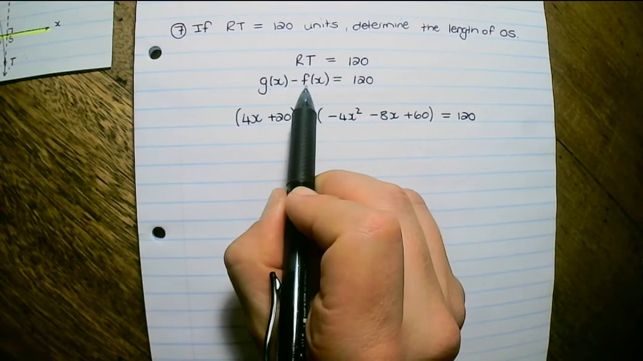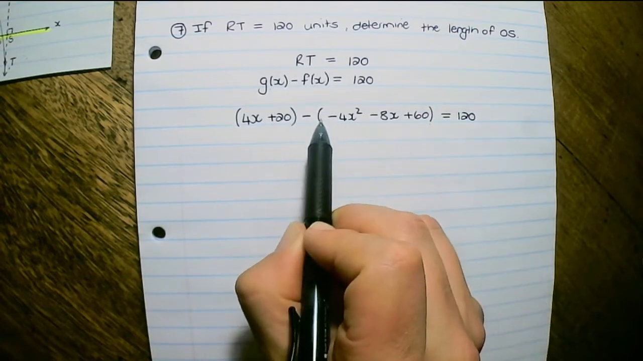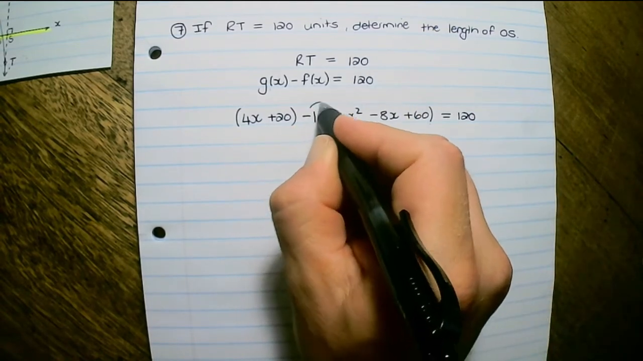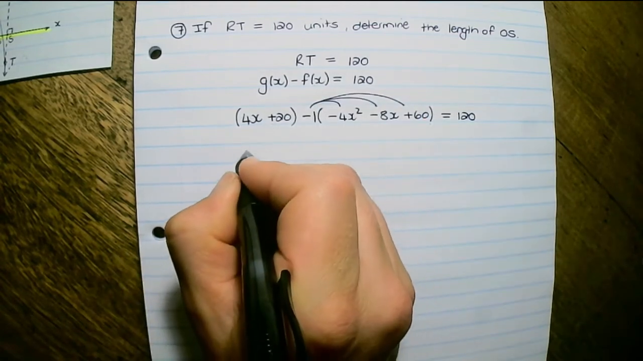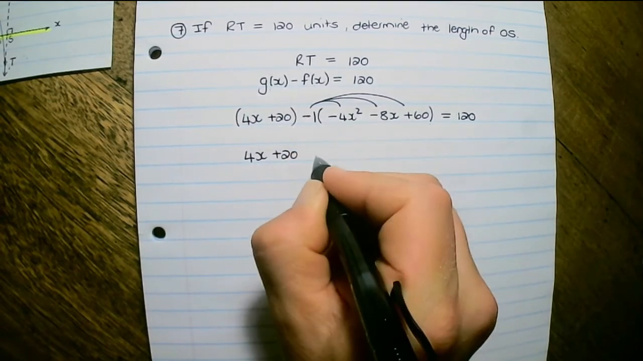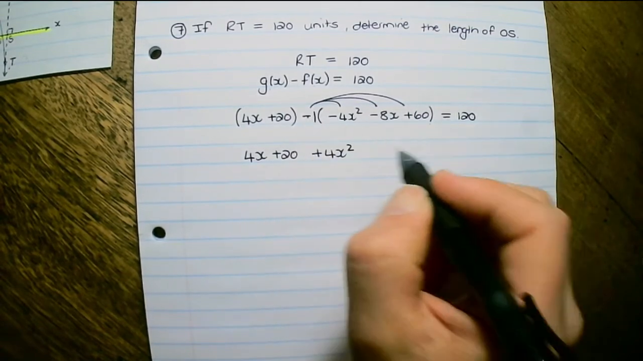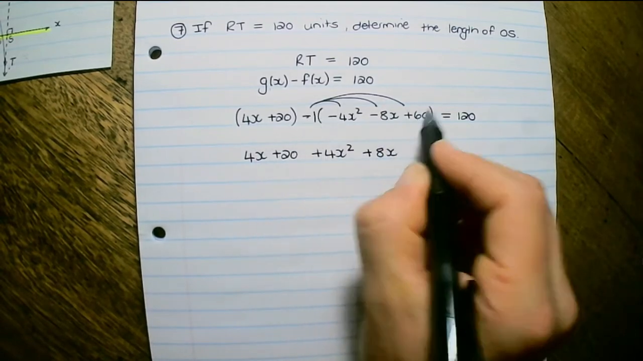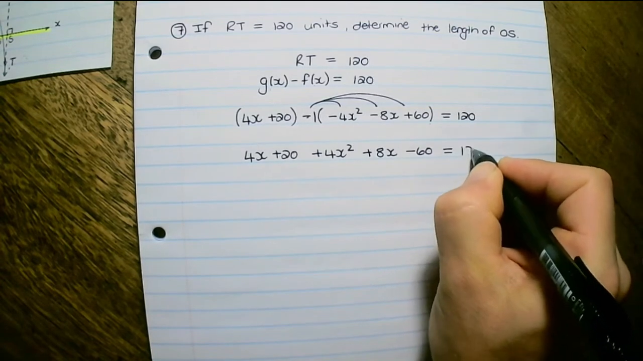Notice also when I subtract f(x), I put it in brackets. This will allow me to fully subtract it, but also to see the sign change when I multiply out. So let's multiply out. It's 4x plus 20, negative 1 times negative 4 is plus 4x squared, negative 1 times negative 8 is plus 8x, and negative 1 times plus 60 is negative 60. That is equal to 120.